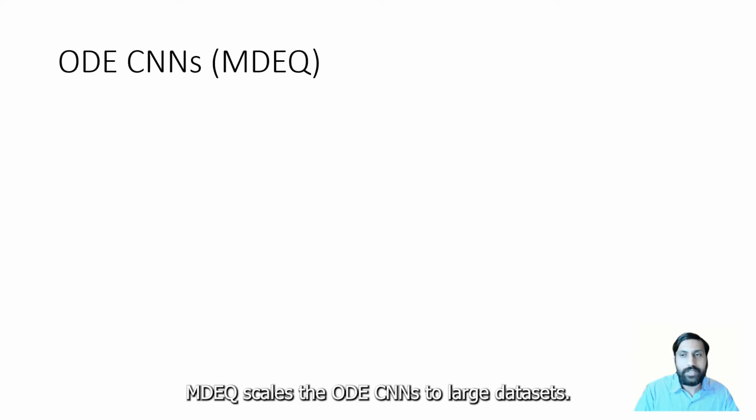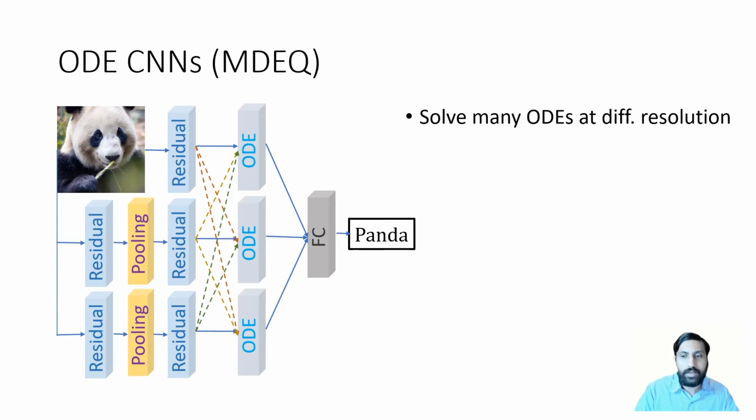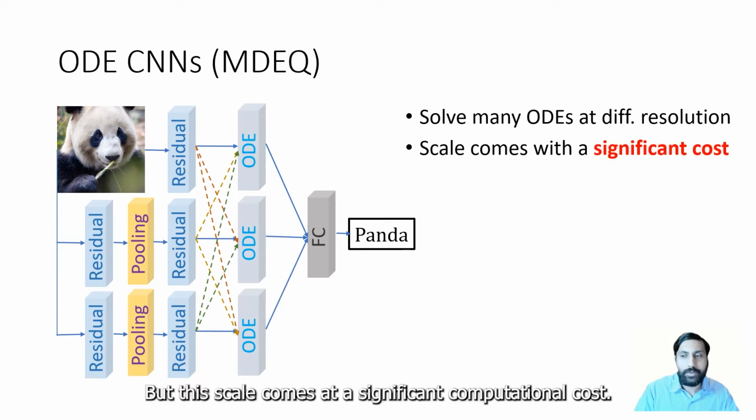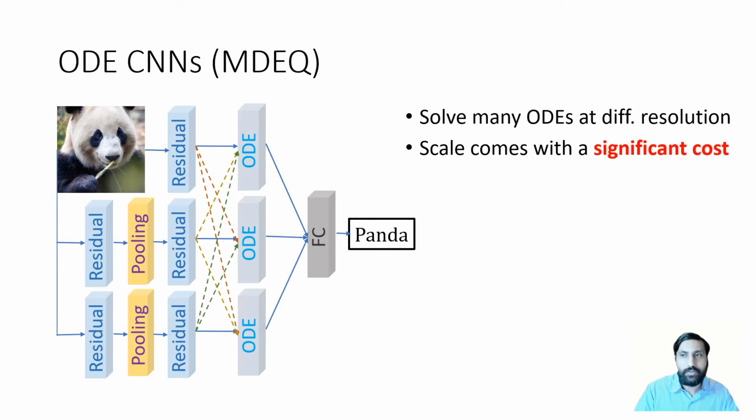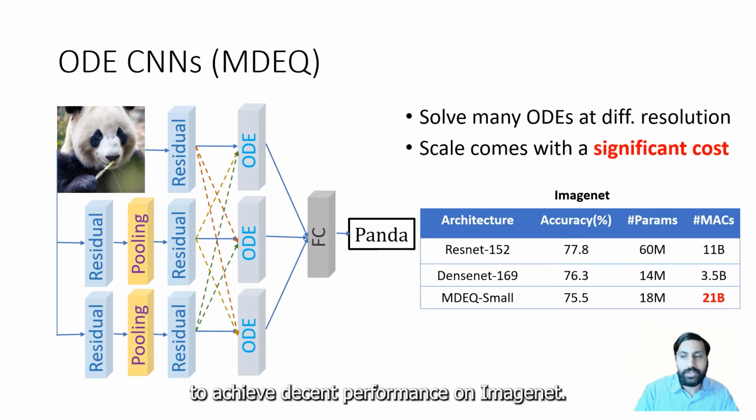MDEC scales the ODE-CNNs for large datasets by solving multiple ODEs, each at a different resolution. But this scale comes with a significant computational cost. For example, MDEC requires significantly large multiply-addition operations to achieve decent performance on ImageNet.